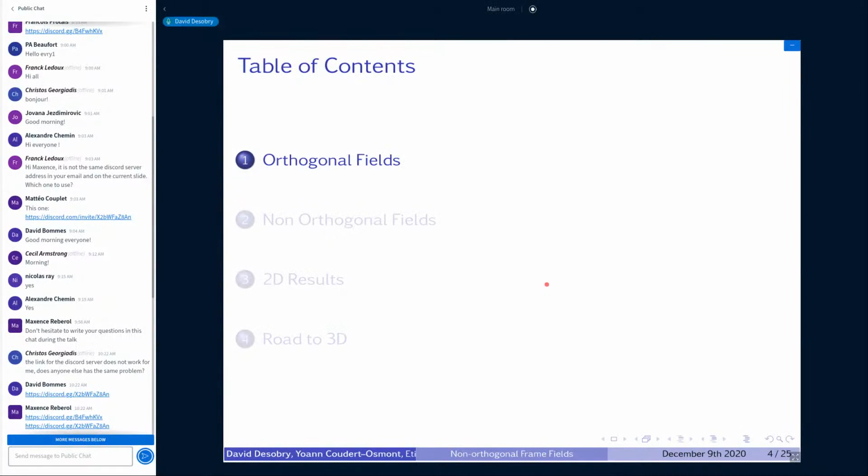So in this presentation, I will first talk about orthogonal fields generation to then present the extension for non-orthogonal fields. I will then show some 2D results and Yoann will explain the 3D case.